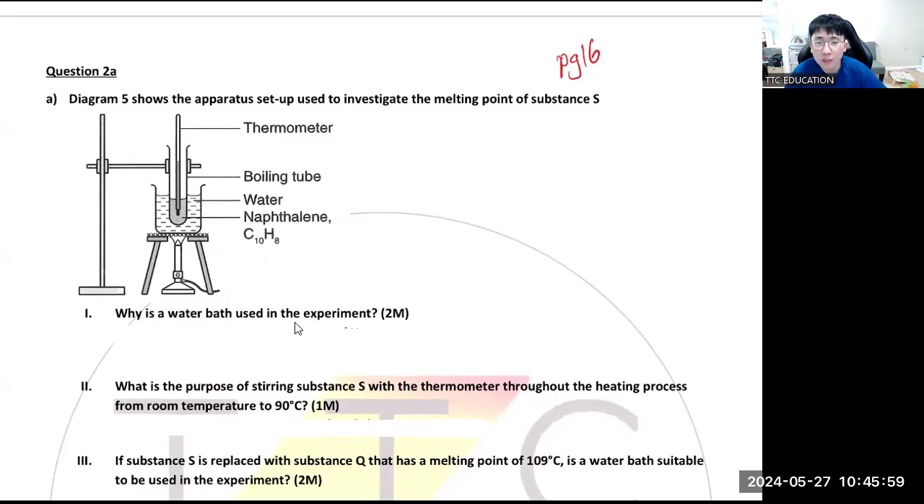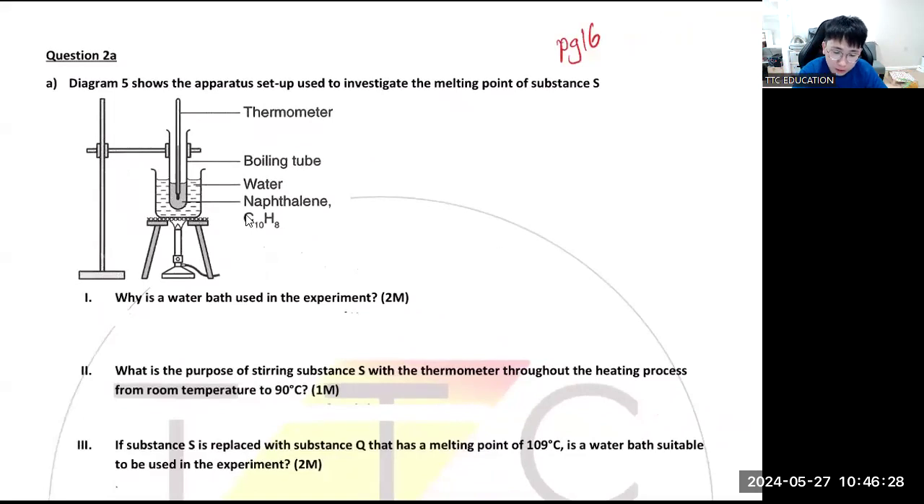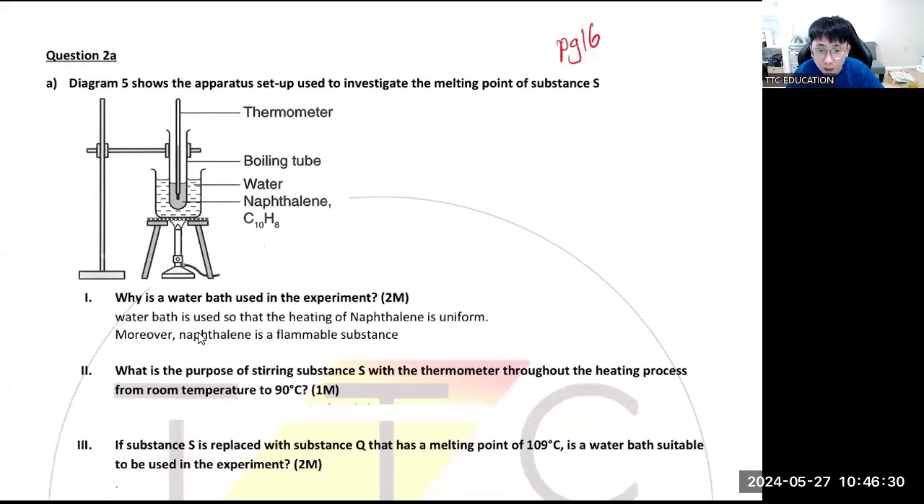Why is a water bath used in the experiment? All the way back to chapter 2, I hope you don't forget we don't heat the naphthalene or any chemical directly in the boiling tube, because if you heat directly without a water bath, the bottom will melt first, then the top part will melt later, which is not fair. We want the top part and the bottom part to melt at the same time. So the water bath makes sure your heating is even. We call it heating evenly. You can say uniform, you can say even. These two words are fine.